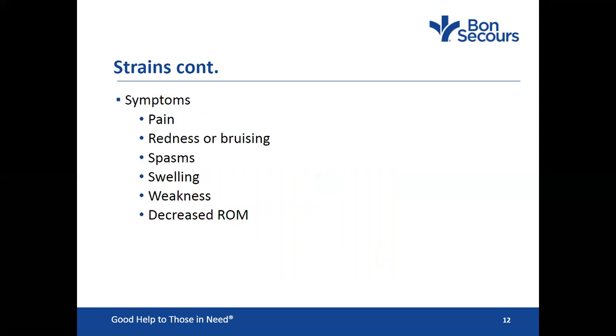Some symptoms of muscle strains include pain, redness or bruising, muscle spasms, swelling, weakness, and decreased range of motion. If you have an athlete presenting with any of these symptoms, please contact your athletic trainer and they can do an evaluation and determine the best plan of care for your athlete.